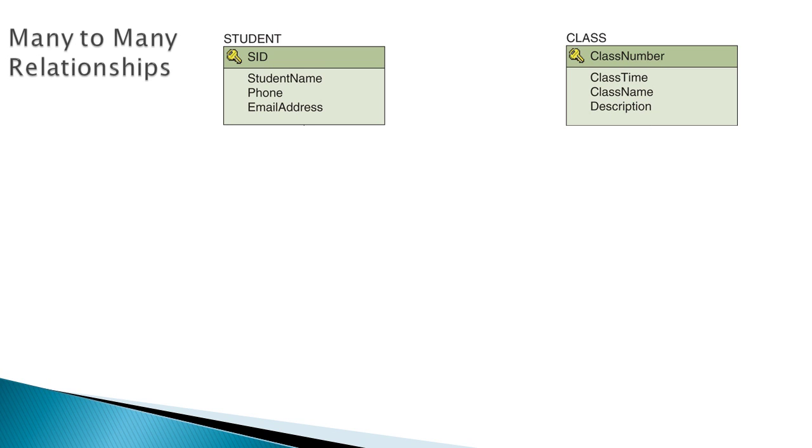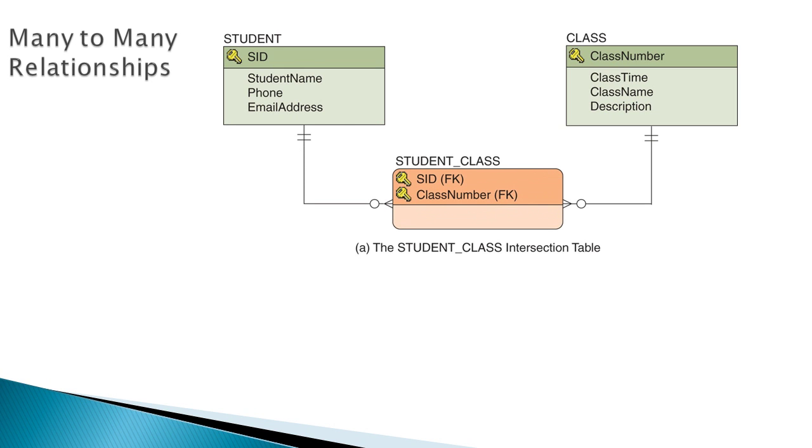The only way to resolve this problem is to have a new table called an intersection table. We can call it student class if we wish. This table has a composite primary key. The first part is the student ID and the second part is the class number. However, student ID is on its own a foreign key showing which student it is, and class number is a foreign key showing which class the student belongs to.